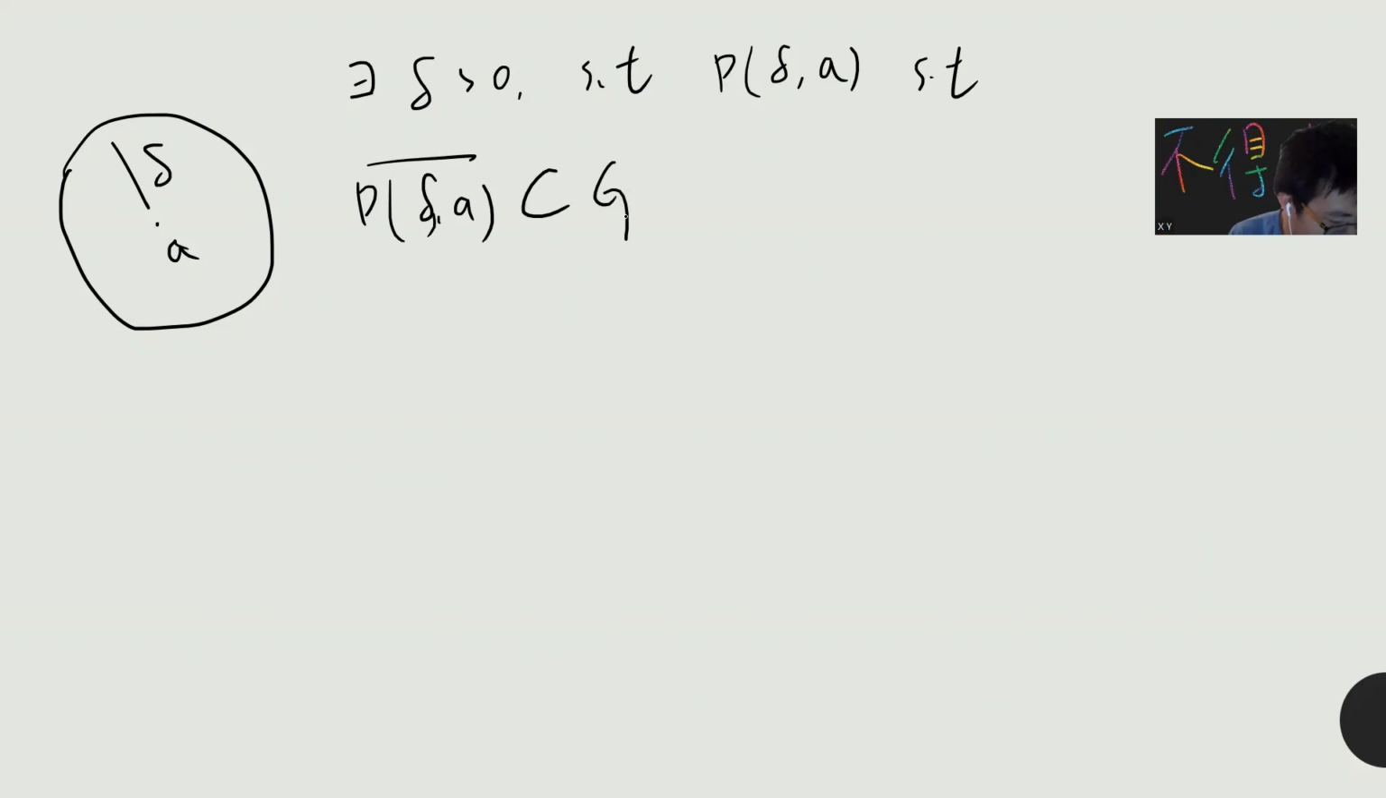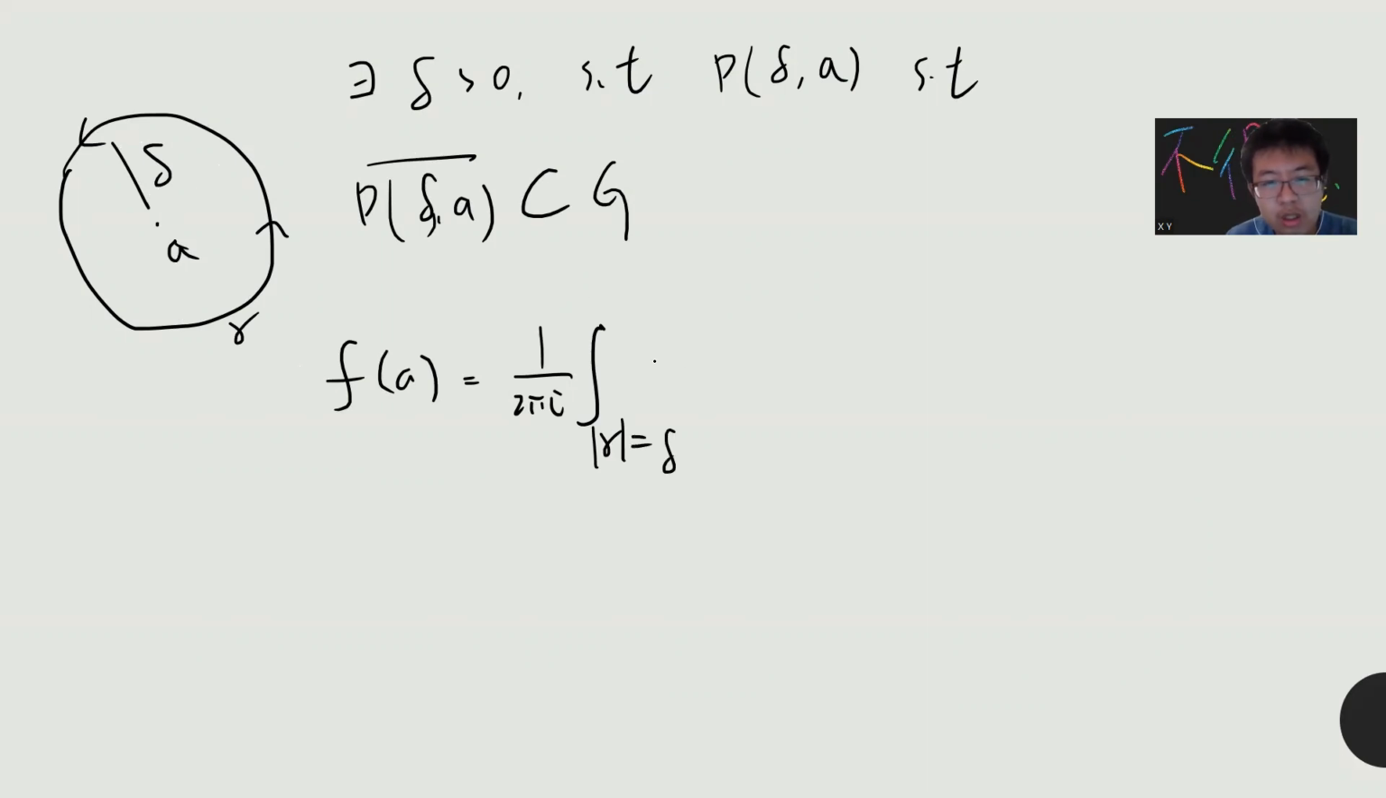Now you can use the Cauchy theorem. Cauchy's formula tells you that f(a) is 1 over 2 pi i times the integral over gamma, where you choose gamma to be a circle of radius delta, of f(z) over (z minus a) dz. Now here comes the idea, here comes the point.